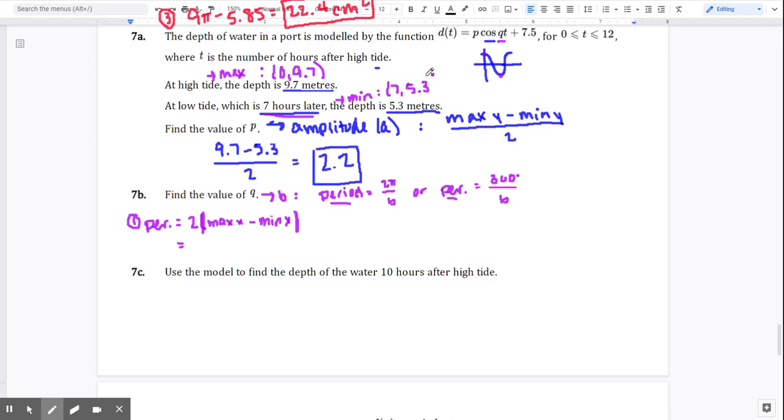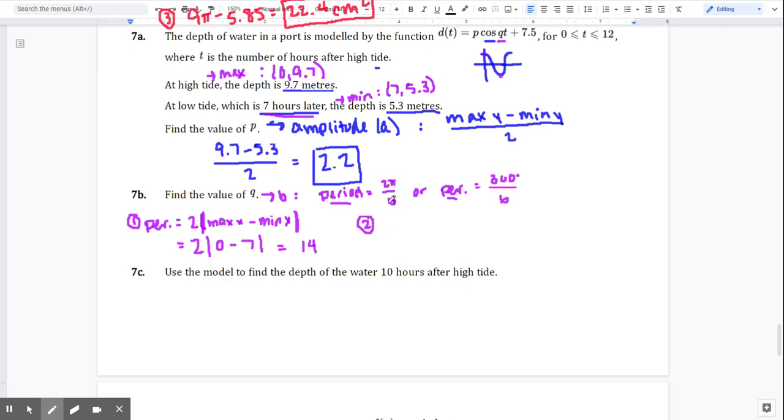5.3. So that means my x from my max and my x from my min, I'm looking at 2 times the x from the max, which was 0, minus the x from the min, which is 7. So it's really just a difference of 7, right? Remembering that it's the absolute value. So 2 times 7 gets me 14 as the period. Again, not my final answer. That's just the period. I need to use that in step 2 to find my b value.